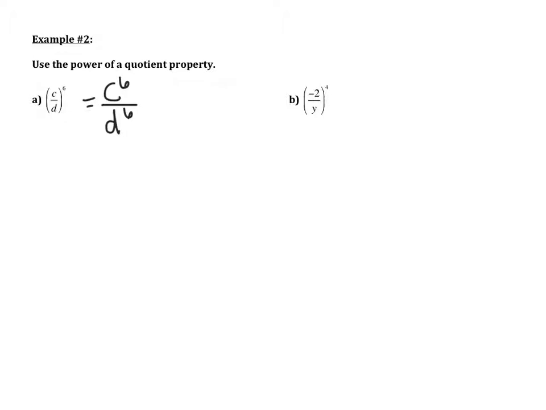For part B, I have negative 2 divided by y all raised to the 4th power. Thinking back to the last section, we talked about what happens to negatives when raised to even and odd powers. With an even power, the negative goes away. With an odd power, the negative stays. So once again, I feel like it'd be useful for you to write down that a negative raised to an even power becomes positive, and a negative raised to an odd power stays negative.